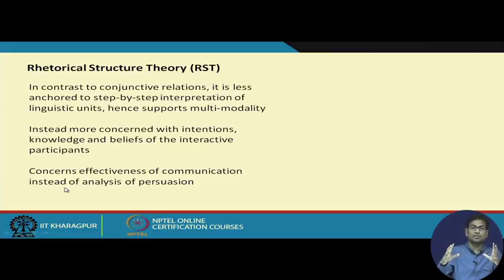So, in other words, what is happening in rhetorical structure theory is that, in contrast to Royce's model, here we are not placing too much emphasis on the represented participants, on the things, on the small units which are being either shown or talked about.